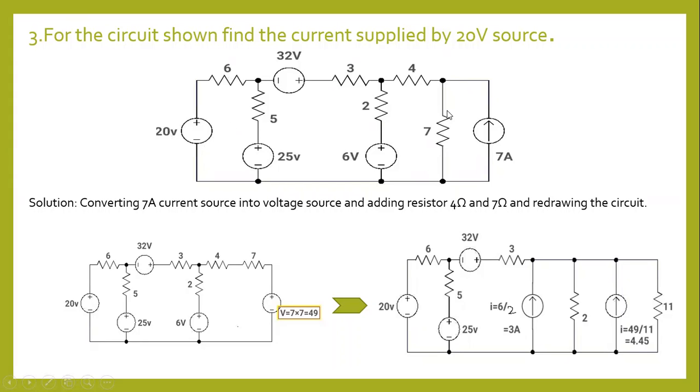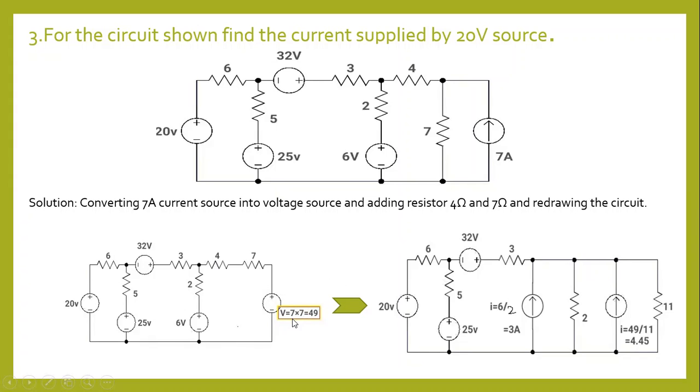First of all, converting the 7 amps source and its resistor into a voltage source. V is equal to IR, 7 into 7, which is 49. Connecting like this, the 4 ohm resistor will be in series with the 7 ohm resistor. Reducing that, 4 plus 7 is nothing but 11. And hence again transforming this to a current source. The rest of the part is connected as it is.